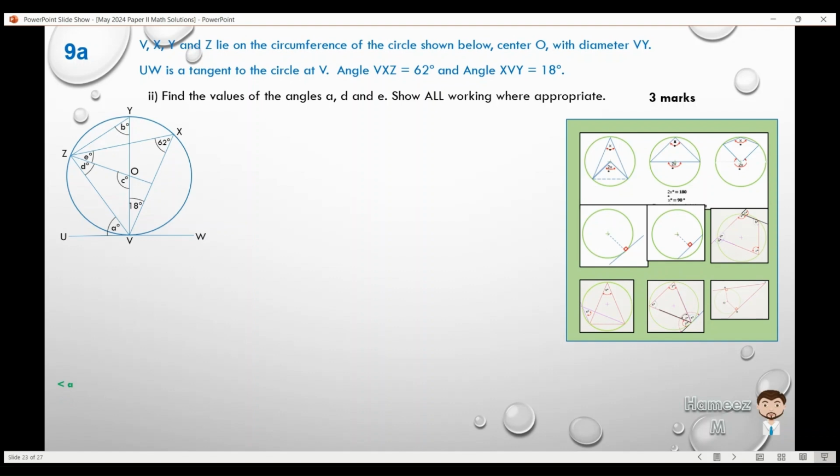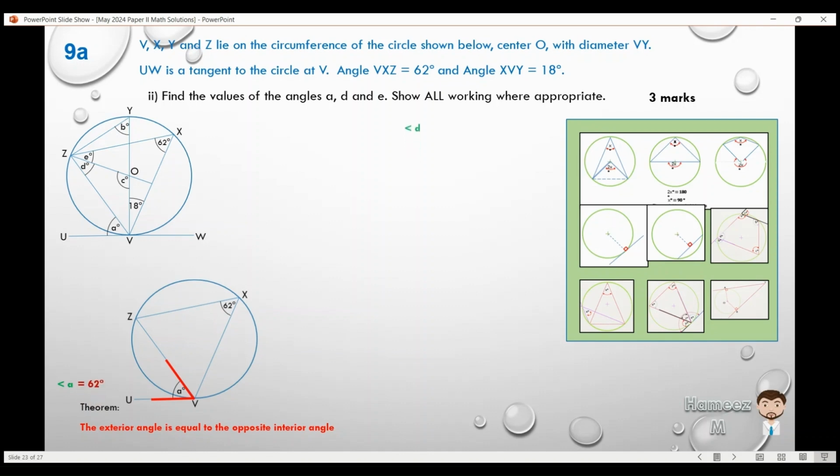So let's consider the big triangle here and pull it out. You can see A is outside, and the theorem says the exterior angle of a triangle, meaning the angle outside the triangle but along the tangent, is equal to the opposite interior angle. So if we have 62 there, which is the opposite interior angle, it is actually the same as A. So therefore A is equal to 62 degrees.